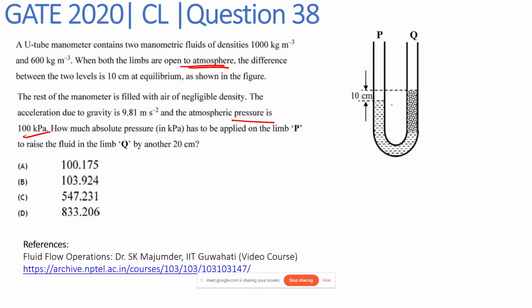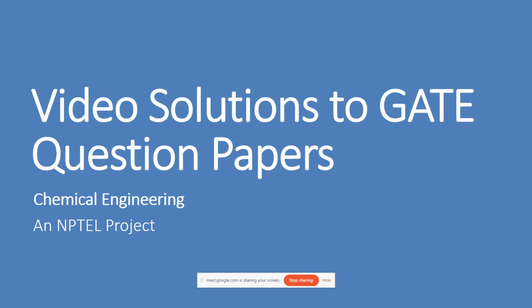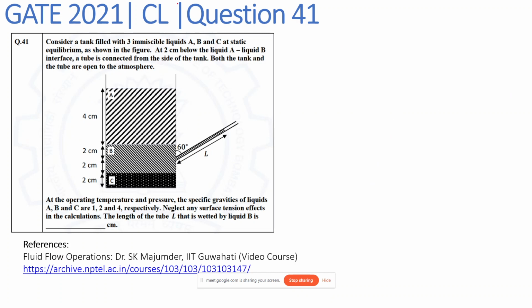Now we will be covering the questions related to fluid statics. Let's just cover this question for today. This is question number 41 from GATE 2021, and the question is: consider a tank filled with 3 immiscible liquids A, B, and C at static equilibrium as shown in the figure. At 2 cm below the liquid AB interface, a tube is connected from the side of the tank. Both the tank and tube are open to atmosphere. At the operating temperature and pressure, the specific gravities of liquids A, B, and C are 1, 2, and 4 respectively. Neglect any surface tension effects in the calculation. The length of tube L that is wetted by liquid B is dash centimeter.